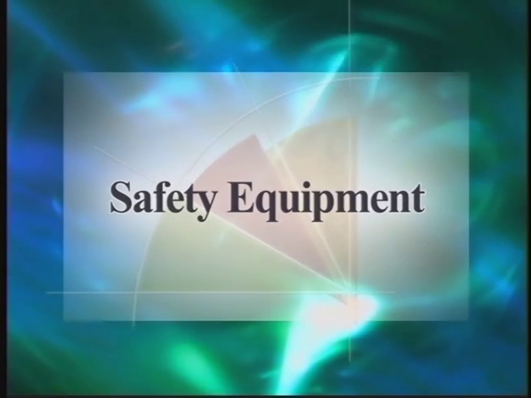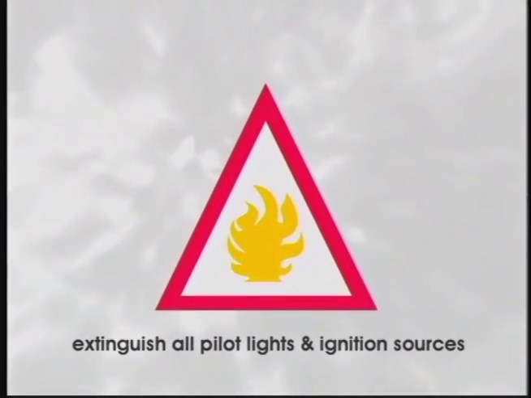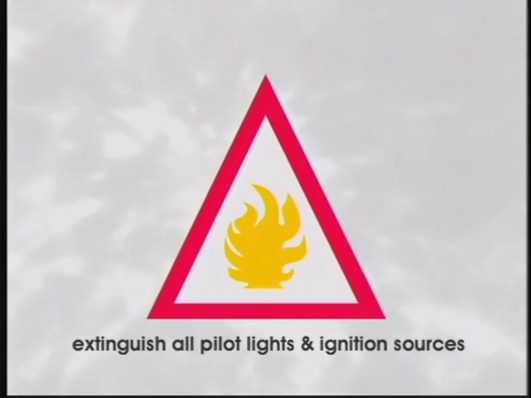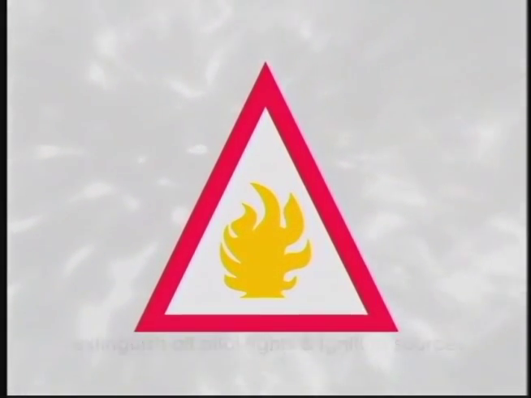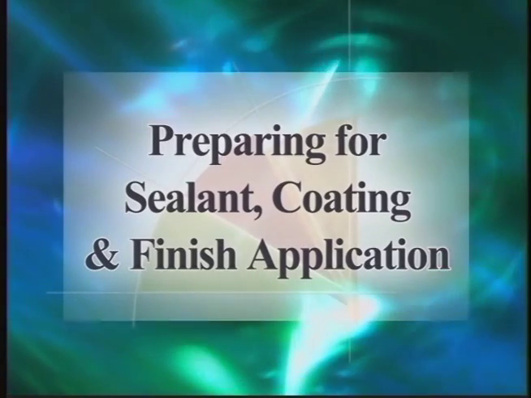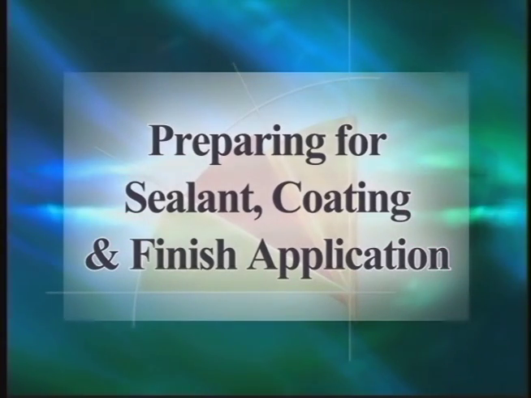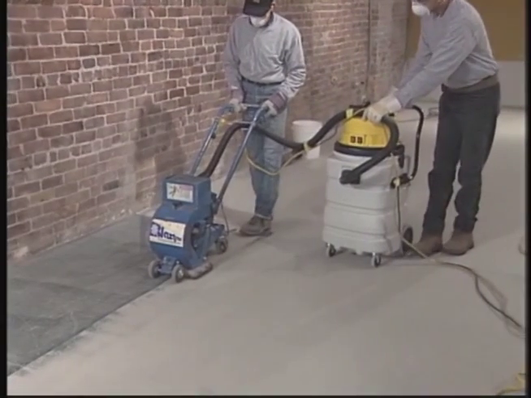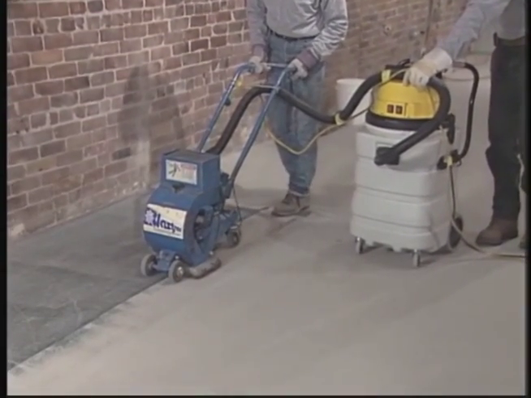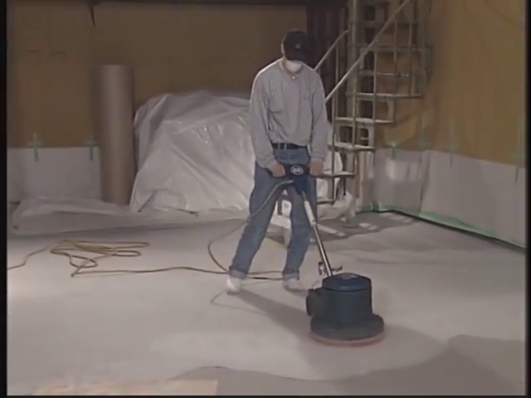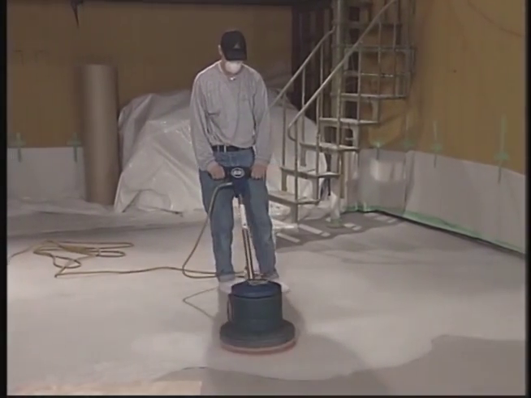Safety equipment. Follow safety suggestions outlined in Volume 1. For flammable materials, be sure to check for pilot lights or ignition sources around the area. These precautions should be clearly stated in all product literature and must be followed at all times. Preparing for sealant, coating, and finish application. This video series stresses the importance of surface preparation for different installation procedures. Applying sealants, coatings, and finishes is no exception.